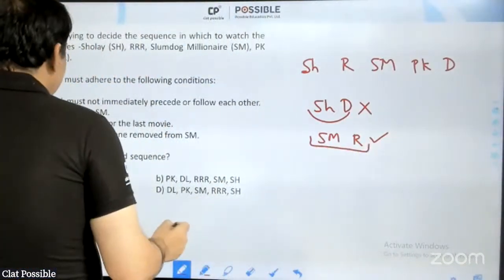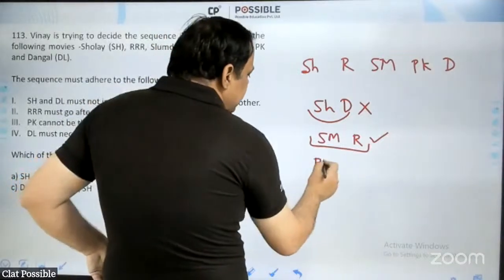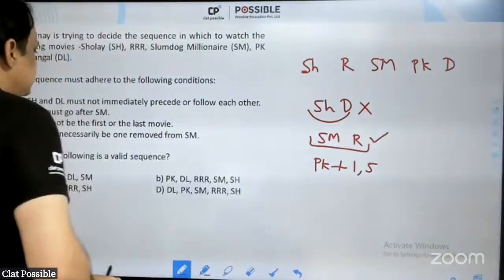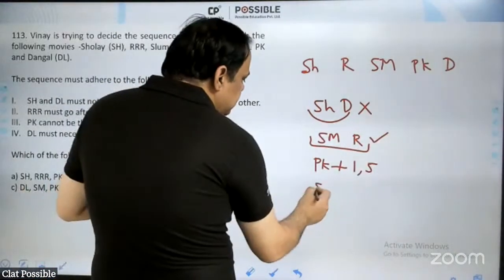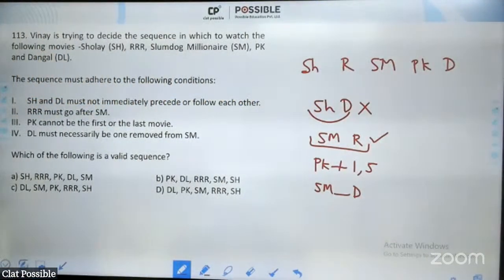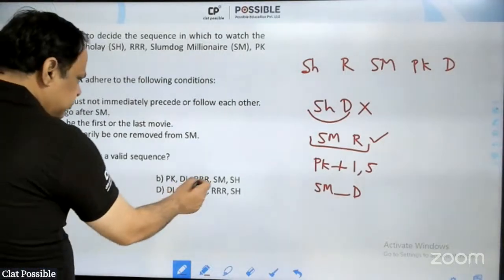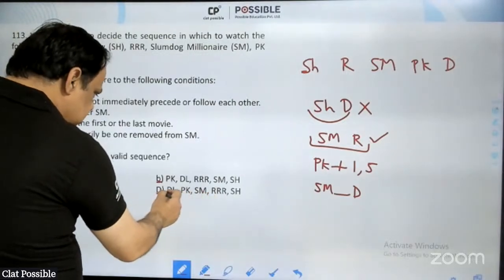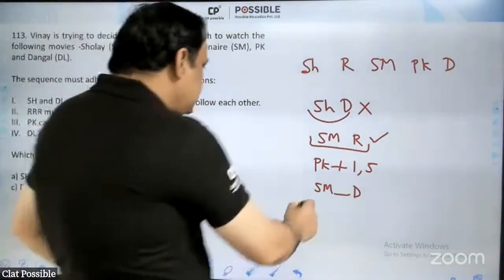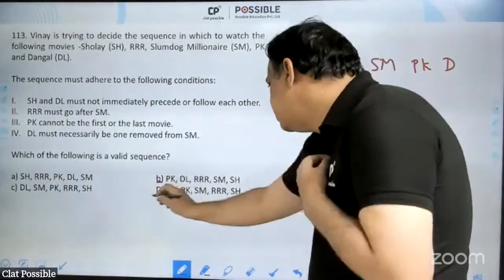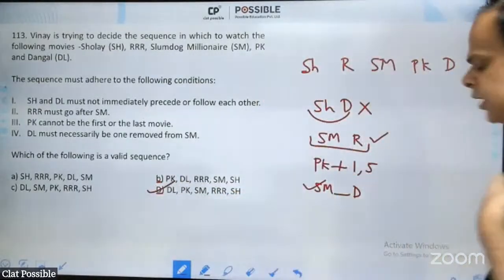What else? PK cannot be the first or the last movie. And D must necessarily be one removed from SM. So SM, one space, and then D. So which answer option has that? SM and D. Yeah, D looks to be okay, and even D also looks okay with respect to this condition. Then PK should not be first, so B is ruled out. Answer option D is the correct answer.